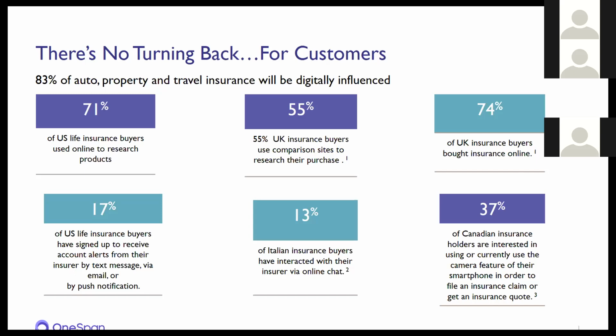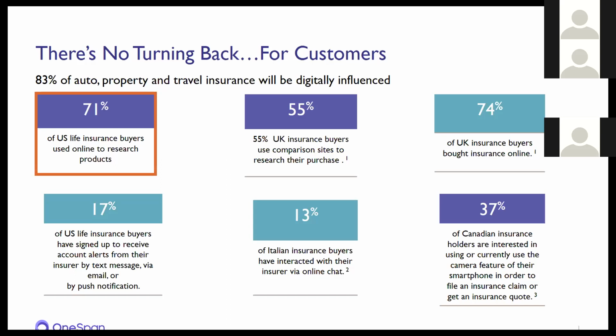So the first thing I'd like to do is just draw your attention to the top statistic here. Globally, 83% of personal lines is going to be digitally influenced this year, with some impact on commercial as well. So that's pretty impressive. We've always known that personal and commercial insurance is one where we've seen high use of both online and mobile channels.